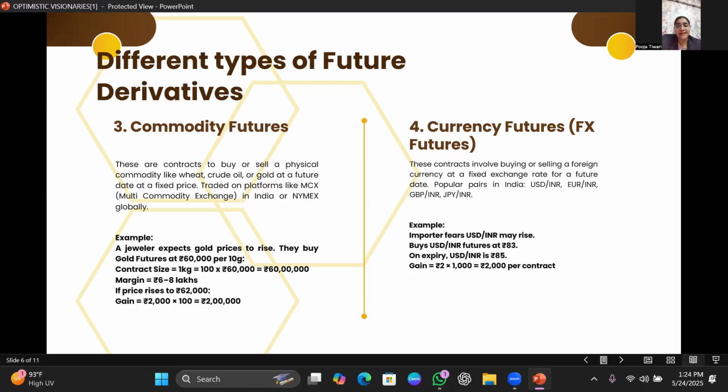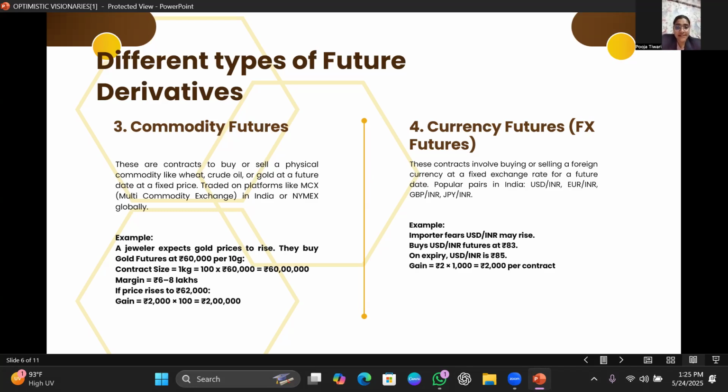Let us understand this by an example. A jeweler expects the gold price to rise. They buy a gold future at 60,000 per 10 grams. Contract size would be 1 kg, which is 100 multiplied by 60,000. The amount will be 60 lakh. Margin would be around 6 to 8 lakh. If the price rises to around 62,000, the gain would be around 2,000 into 100, that is 2 lakh.